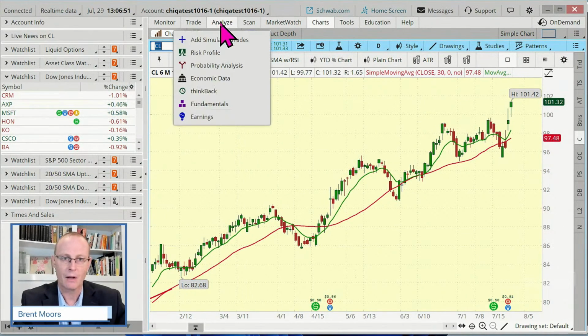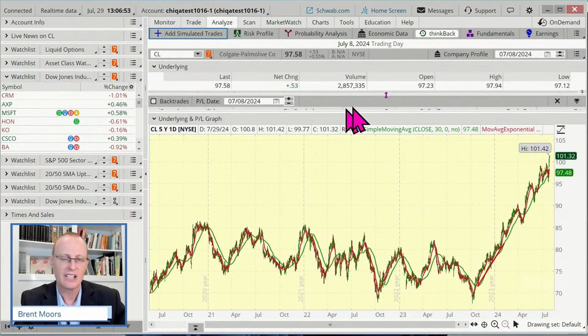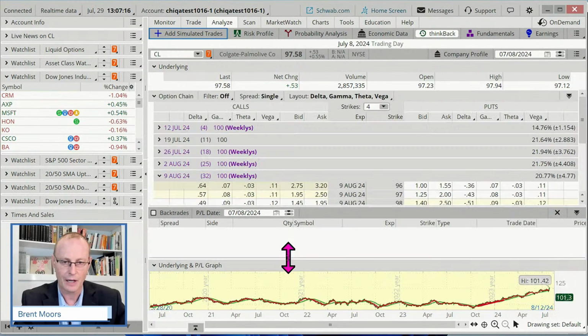Go up to Analyze. Now, this is kind of the lesser known function on the Analyze tab. We can see add simulated trades, risk profile. Those are the ones we typically talk about. Probability analysis I talked about last week in a class. thinkBack, though, is the feature I'm going to talk about right here. And I'm just going to shrink this graph down here.